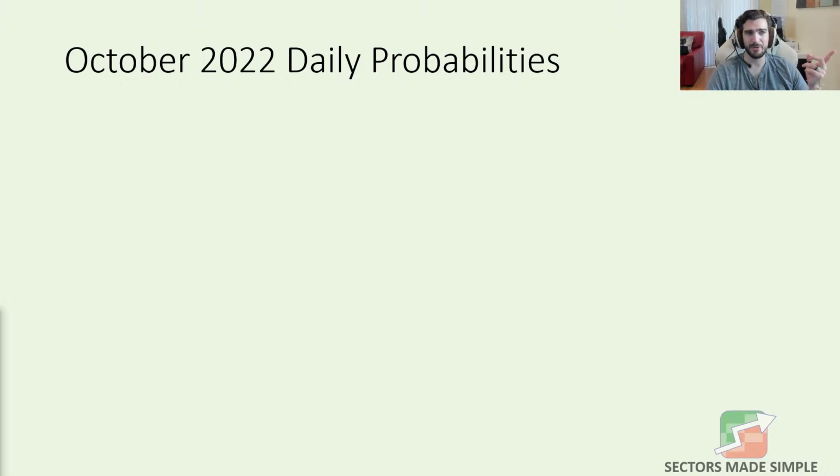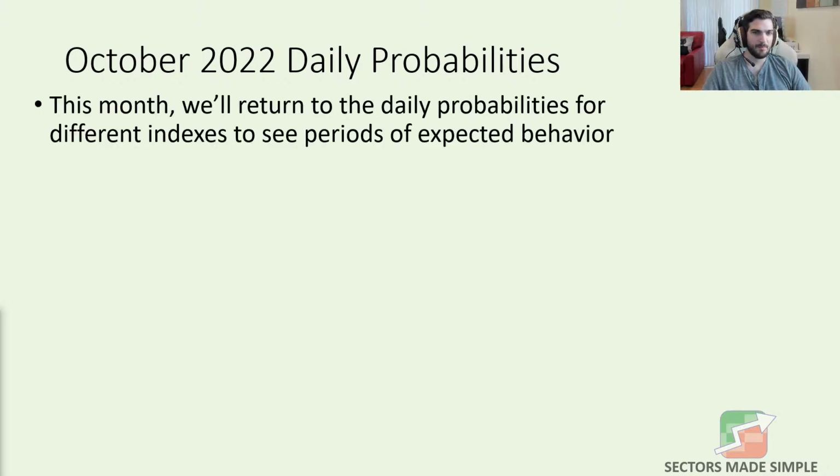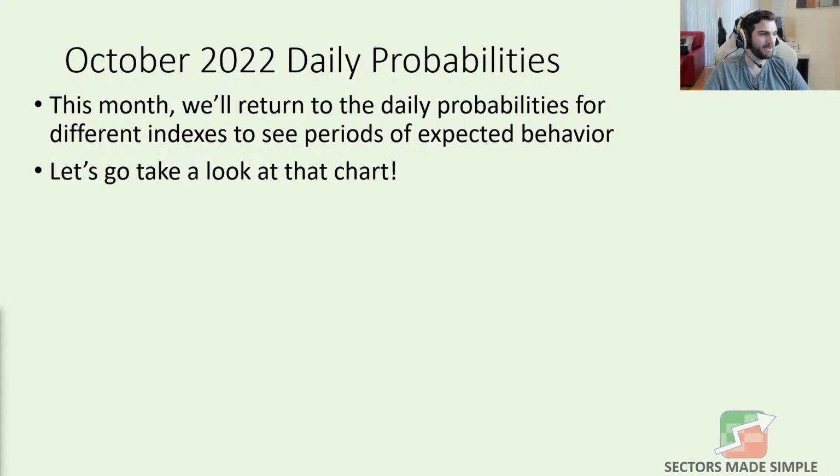Just like when we looked at September's, we can't answer for certain if the reason that things were so bad in the second half of the month is because September is always bad, or was it that the FOMC meeting compounded investor fear? That's an impossible question to answer. But it's something. I want to give you everything that I can, and this something is part of that everything. So let's take a look at those daily probabilities for these different indices to see periods of expected behavior. And to do that, we get to open up Google Sheets.